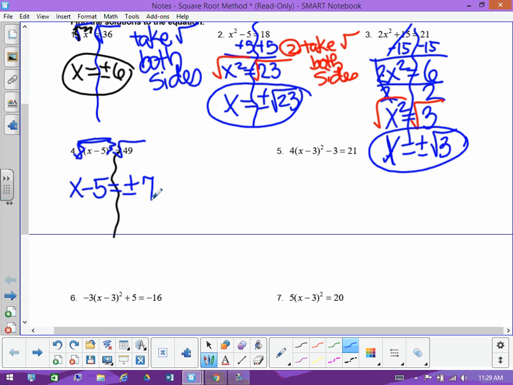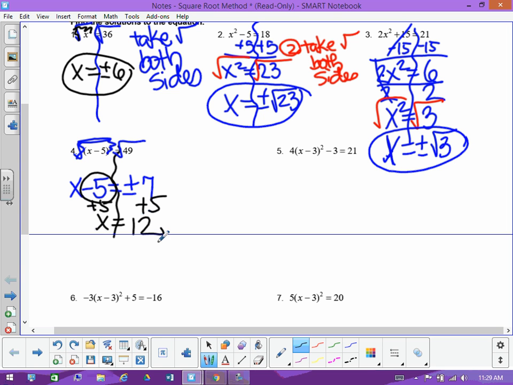Now, what are we actually trying to solve for? X. So we're not quite done. We're almost done. So if I want x, what am I going to do with this 5? Add 5. Add it to both sides. Okay, but you got 2 choices. Just like on the quadratic formula. What's 7 plus 5? 12. What's negative 7 plus 5?